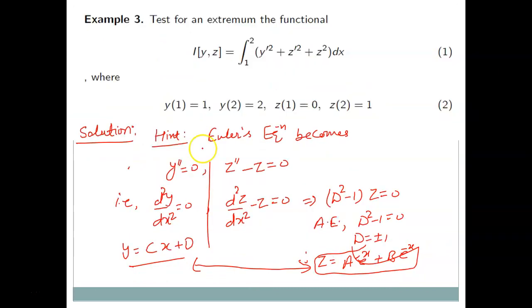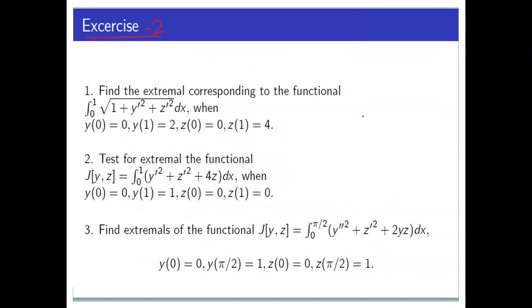Now example third, we again have a functional depending on two functions y and z. Boundary conditions are given. I'm giving some hint here, not showing the whole calculation. It is a very simple one. From the Euler equations we get two equations, y double dash = 0 and z double dash = 0. So we can easily solve these equations and get the solution, and the values of arbitrary constants can be obtained by applying these boundary conditions. So based on these illustrative examples, you have this exercise and you can solve it.